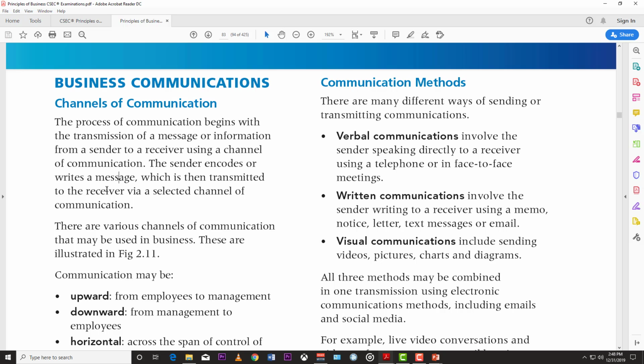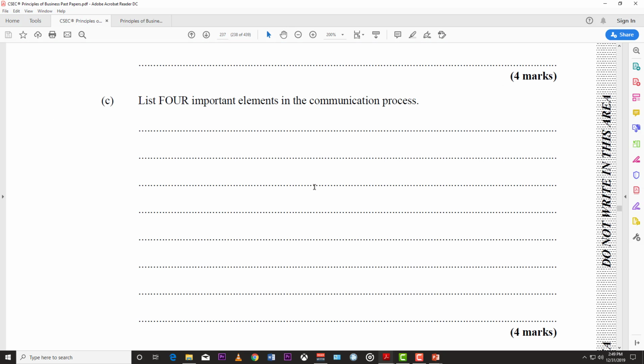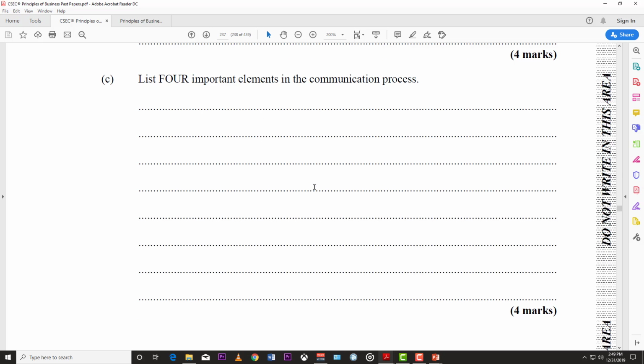You have the sender, then you have the message, of course. Sorry, the encoding of the message, then you have the decoding by the receiver, and then the receiver would in turn show some feedback if they wish to do so. So those are the elements: sender, receiver, message itself, the communication channel, encoding and decoding. So you can choose from any of those. It just asks you to list the important elements of the communication process. 4 marks. 1, 2, 3, 4, you're done.